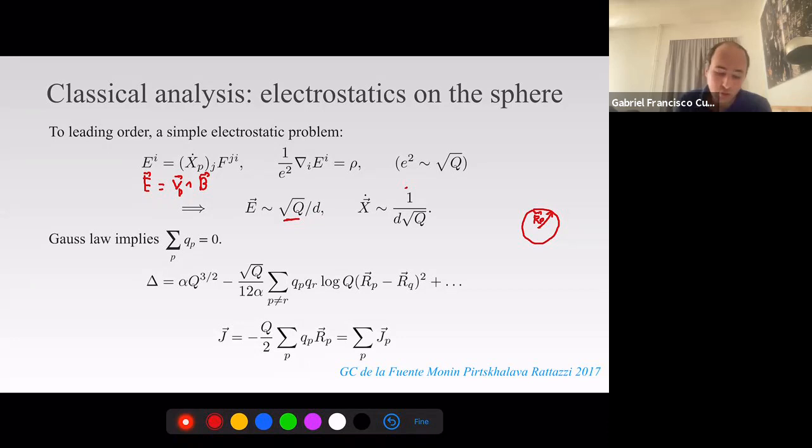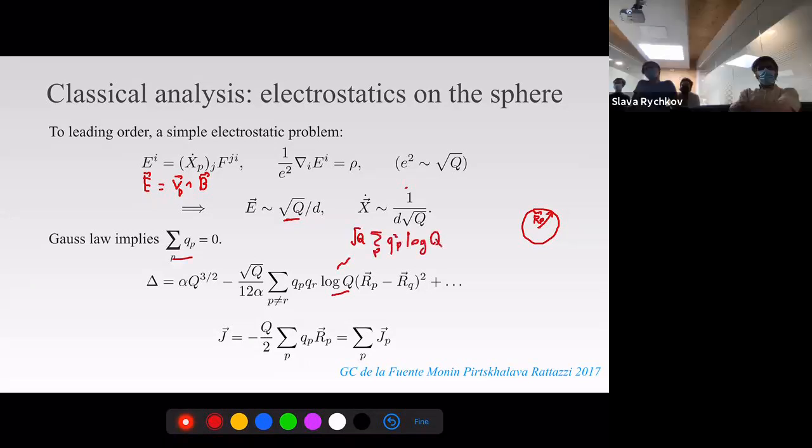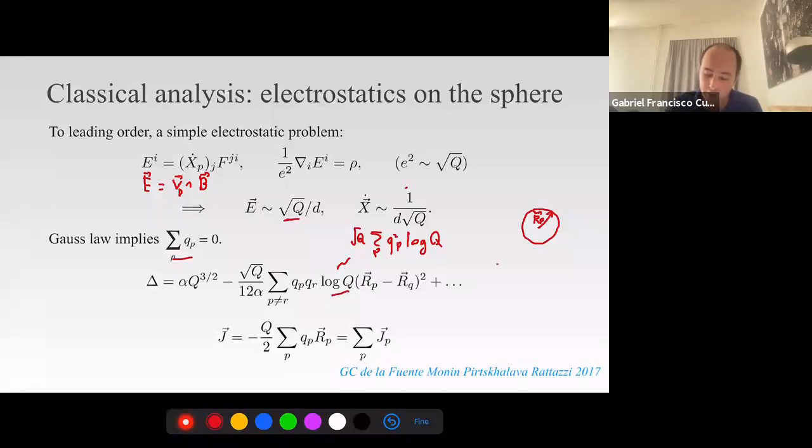But it's just the solution of the Laplacian if you want, because you have a Coulomb potential between vortices. And the log Q comes really from the self-energy. So if you want this term here, if you use Gauss's law, you can rewrite it as something like square root of Q, sum over P, Q_P squared, log Q. So this is the term I was mentioning to Slava. It will eventually tell you that you want to have Q_P minimum generically, so Q_P equal to 1, and you want to have as few vortices as you can. So this is the leading term to the mass.